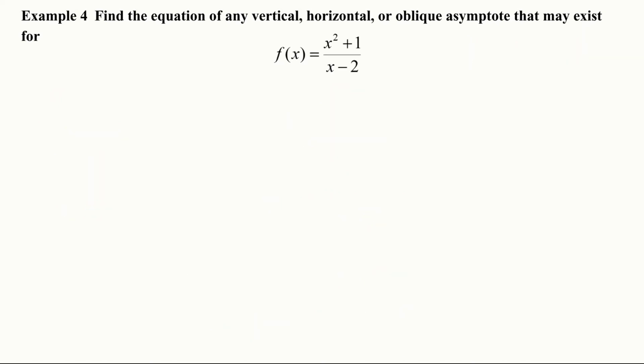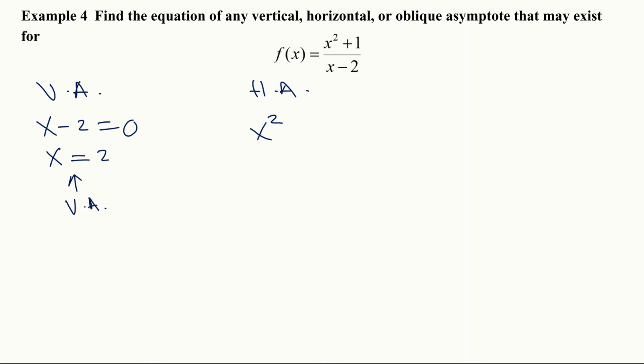All right, so here's another example. For this one, we'll find the vertical asymptotes quickly. Set the denominator equal to 0 and solve. So we get x equals 2. This is going to be the equation of our vertical asymptote. For horizontal asymptotes, we go ahead and divide the numerator and the denominator by the highest power, which is x squared.